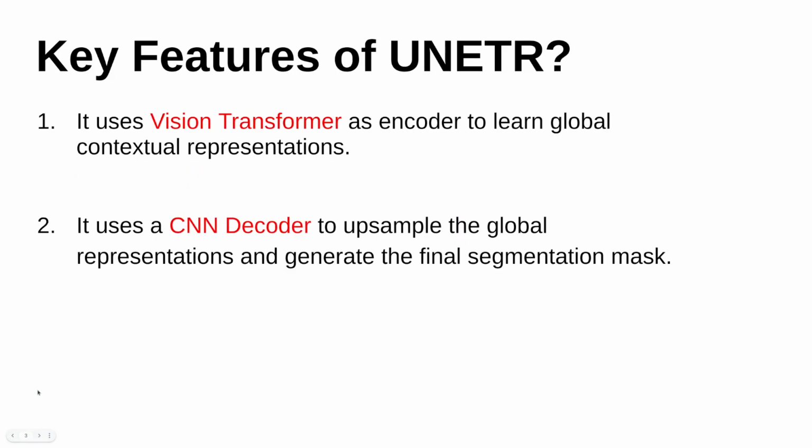Now, what are the key features of UNETR? It uses vision transformer as encoder to learn global contextual representation. Second, it uses a CNN decoder to upsample the global representation and generate the final segmentation mask. So these are the two main features of it. So you can say UNETR is equal to ViT plus CNN decoder in simple terms.